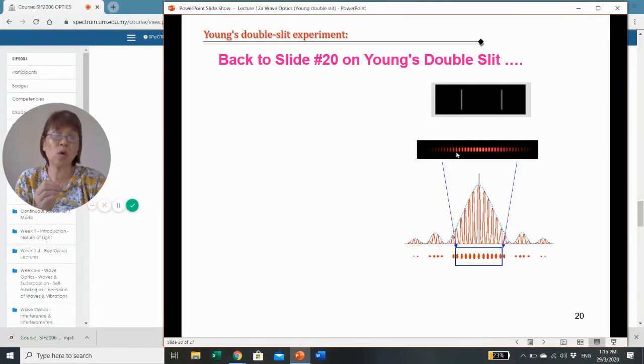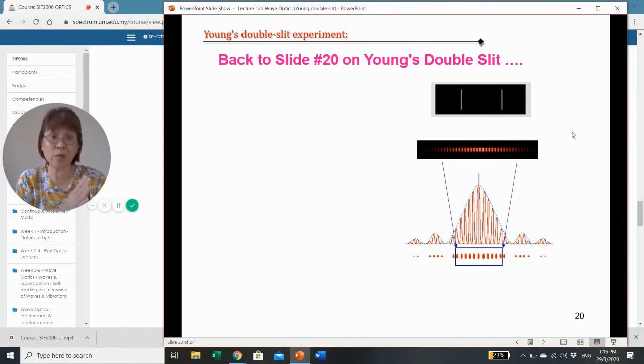What we saw was all this interference pattern, which are all these red lines here. But the intensity level of each of these bright fringes is actually varying. It is being kept by another broader envelope here, but that broader envelope, the blue dotted line, is actually due to diffraction.